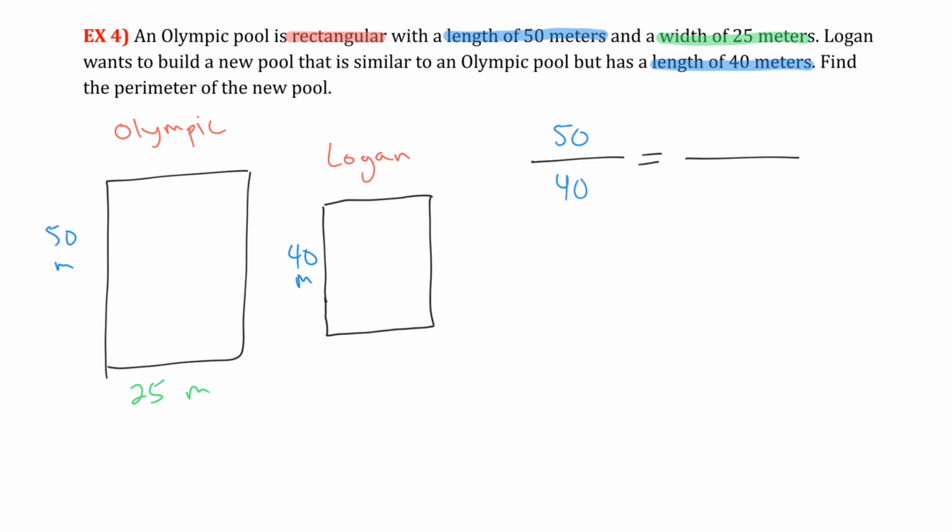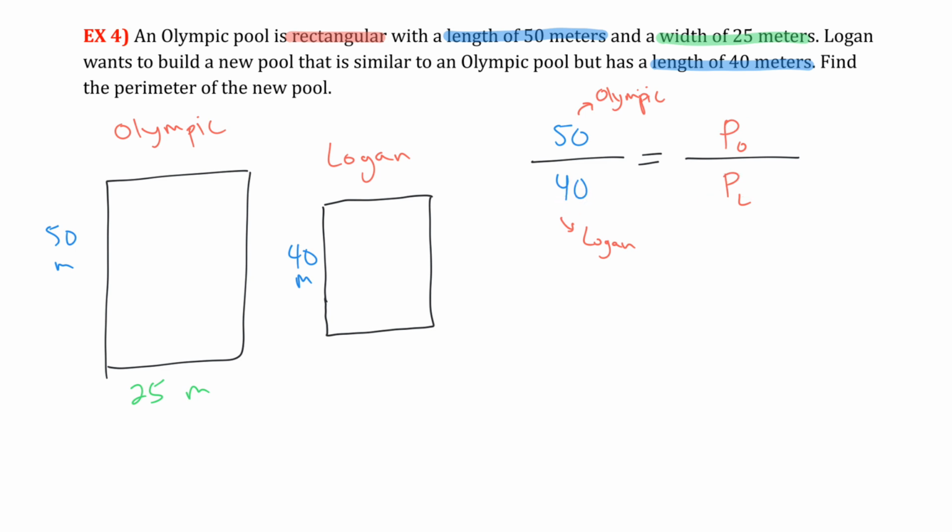So when I go in to write the perimeters for each pool, I need to make sure that the numerator comes from the Olympic pool. So I'm going to say PO for Olympic perimeter, and I'm going to say PL for Logan's perimeter. Now, again, the reason why is because 50 meters comes from the Olympic pool, and then 40 meters comes from Logan's pool. Just need to make sure that we match the appropriate measurements in the numerator and the denominator.